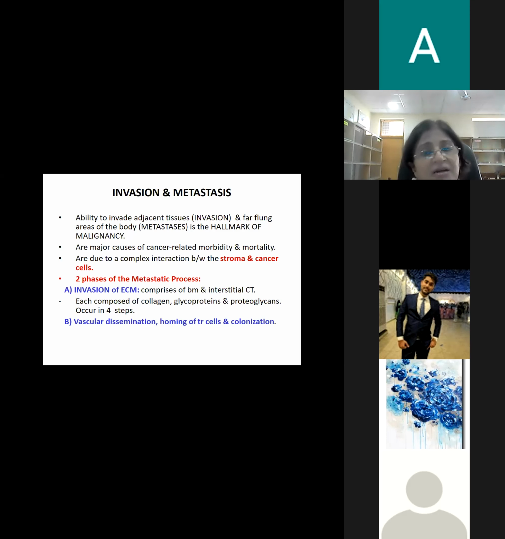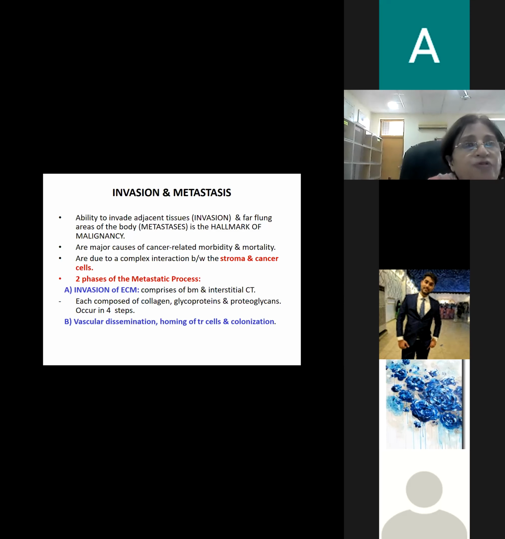Number one is that the tumor cells tend to invade the extracellular matrix, that is their supporting stroma. And the supporting stroma comprises the interstitial connective tissue and the basement membrane. And each of these components is composed of collagen type 4, proteoglycans, glycoproteins. This invasion of the extracellular matrix by the tumor cells occurs in 4 phases, which we will discuss.